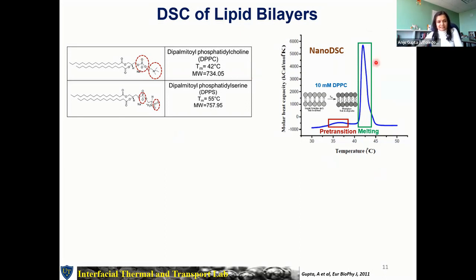So this is the thermograph of the PC lipids, which is this, and it was generated on a nano DSC.